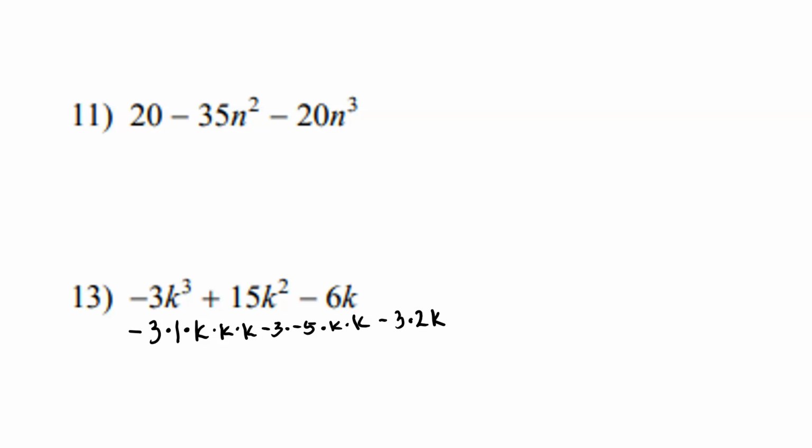We look and we say, well, what do we have in common? We've got -3 and each term has a k. So we're going to go ahead and take out -3k because that's our greatest common factor. And then we look and we say, well, what's left? Well, I've got 1k times k, which is 1k squared. Then I've got -5 and a k, so I've got -5k. And then I've got negative and a 2, so -2.